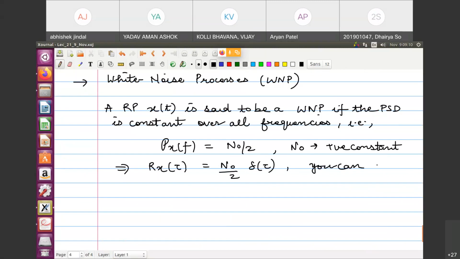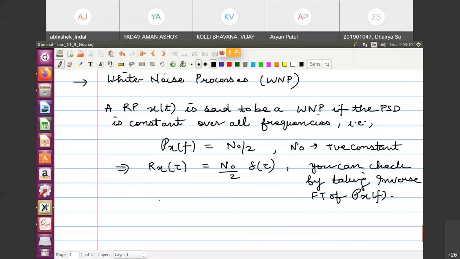You can check by taking the inverse Fourier transform of Px. Or you can take the Fourier transform of Rx tau and then check. But the standard definition starts with Pxf. That's why I would say take the inverse Fourier transform of Pxf and then find Rx tau.